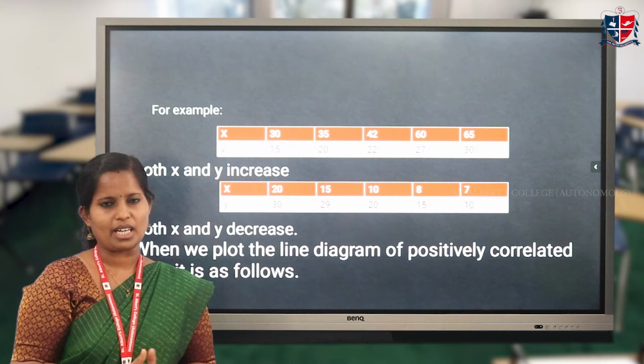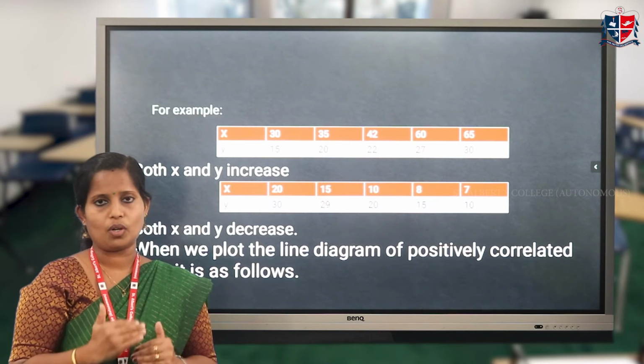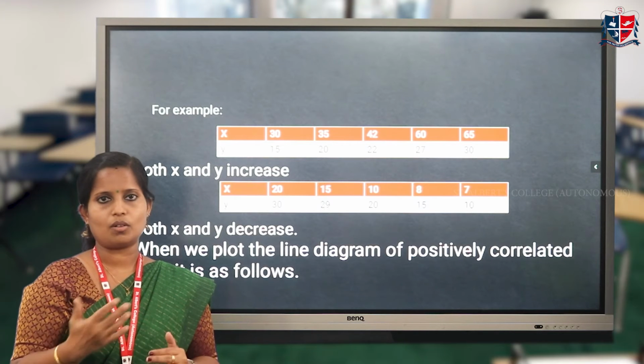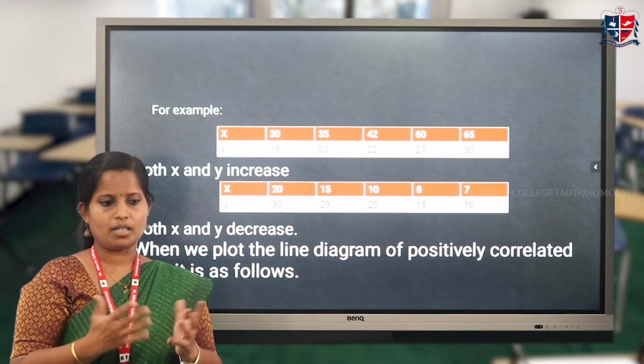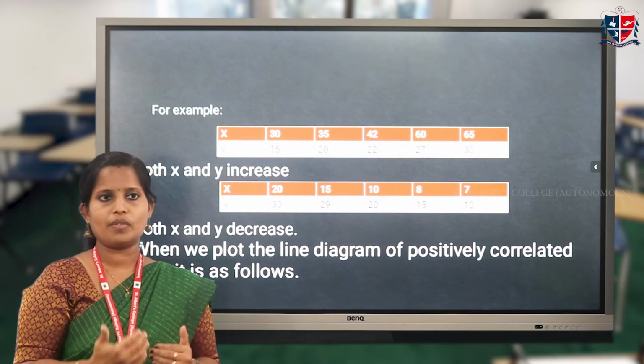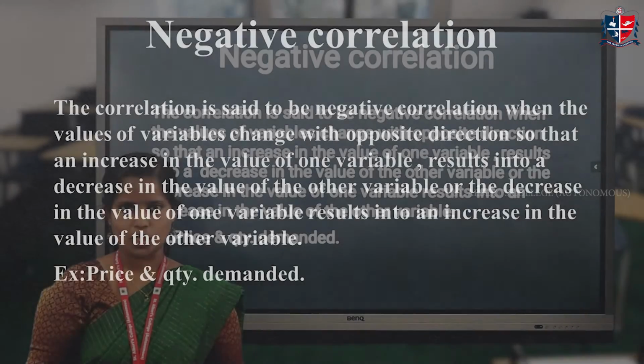There is only one condition: both variables should follow the same pattern. If one variable shows an upward movement, the other also has to show an upward movement. If one shows a downward movement, the other also has a downward movement. That is what we mean by positive correlation. The next classification is negative correlation, which is just the opposite of positive correlation.